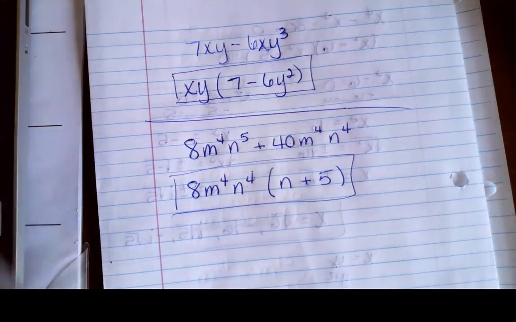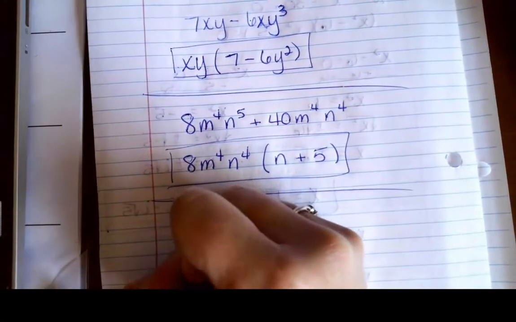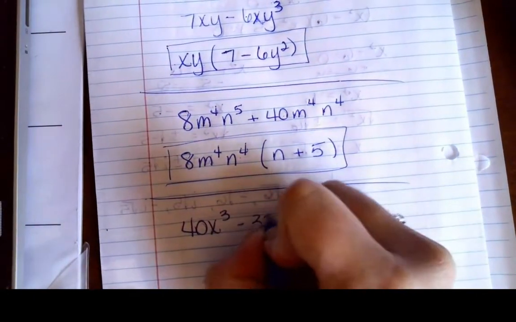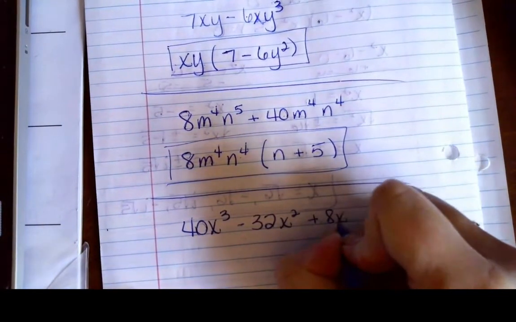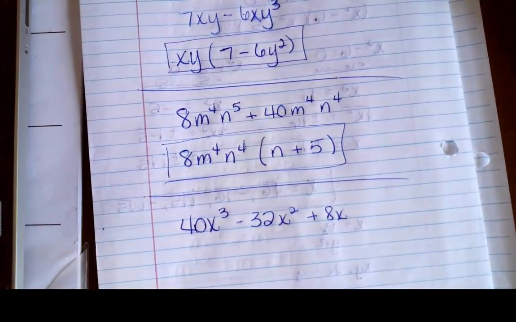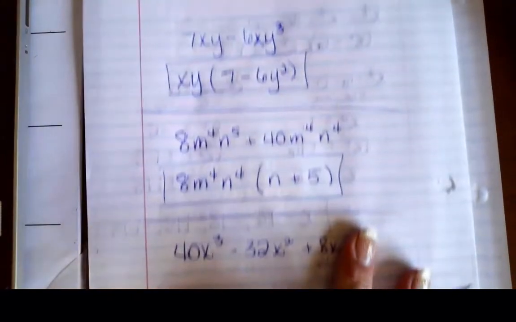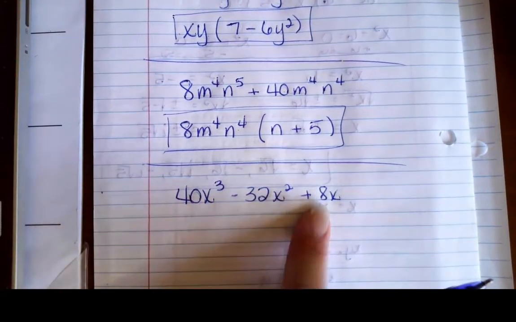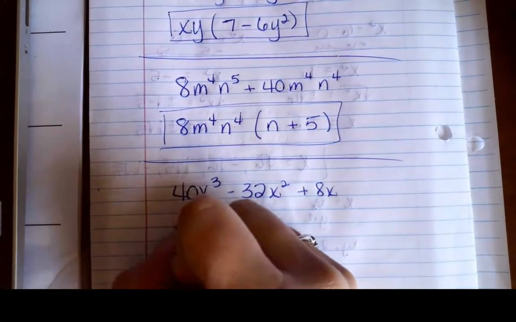All right, so let's try another one. I have a 40x to the 3rd minus a 32x squared plus an 8x. So I'm starting with a trinomial. I'm starting with 3 terms. Okay? Starting with 3 terms. So what's common among 40, 32, and 8? Well, I can pull an 8 out of all 3 of those. So I'm going to pull out an 8.